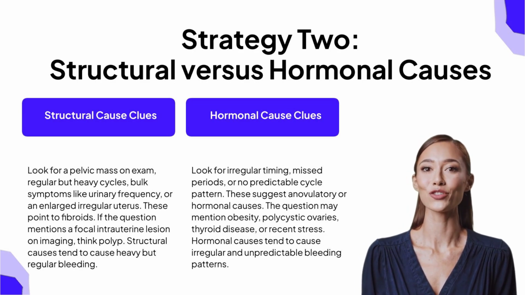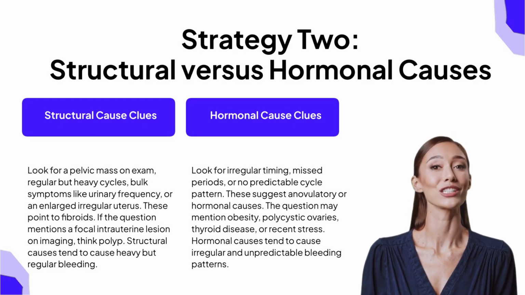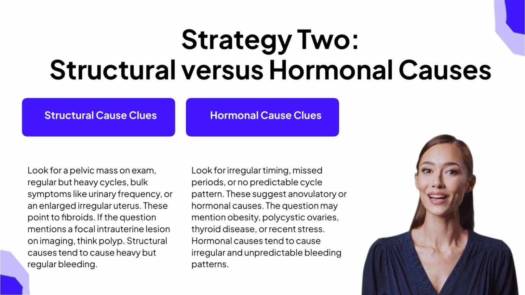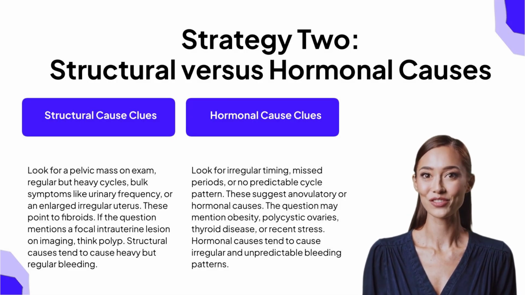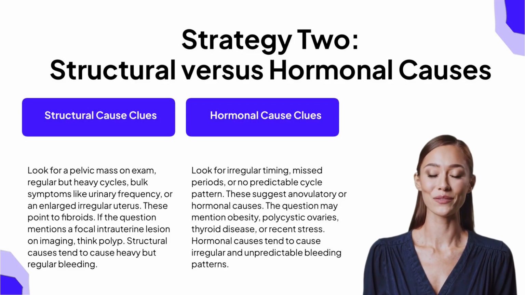Strategy 2 is the structural versus hormonal framework. Once you have identified the patient's age, ask yourself whether the bleeding pattern is regular or irregular. Regular but heavy bleeding points towards structural causes like fibroids and polyps. The question stem will often mention a pelvic mass, an enlarged uterus, bulk symptoms, or a focal lesion on ultrasound.